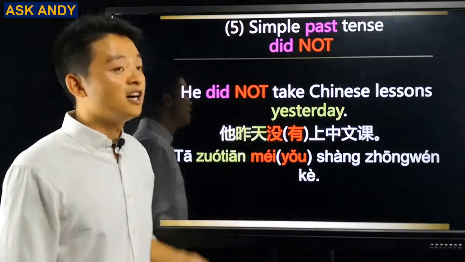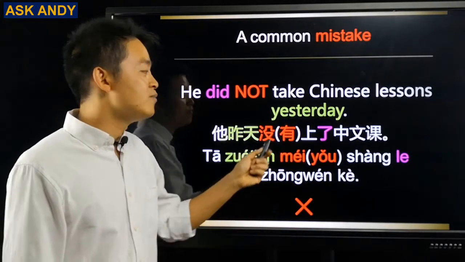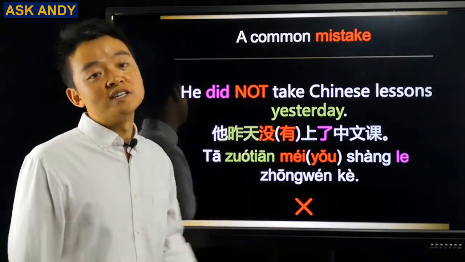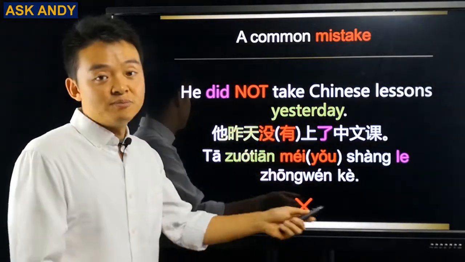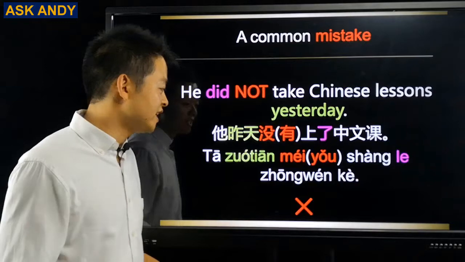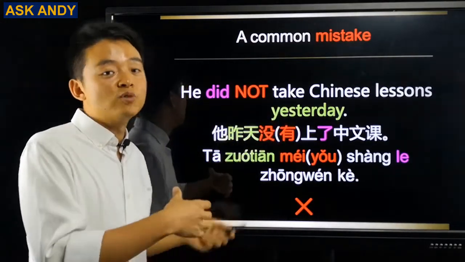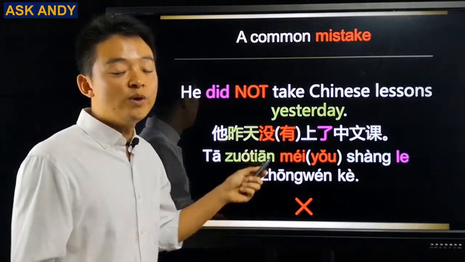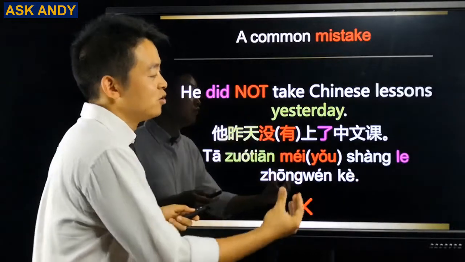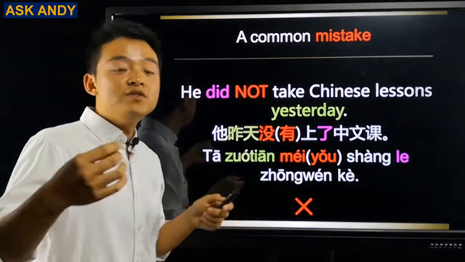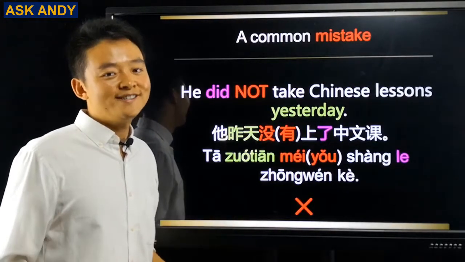And for this did not, I need to mention a common mistake. 他昨天没有上了中文课。Lots of my students would have another 了 there. It is wrong. Actually, it's easy to understand. You see, in English, did not take, we have the original form of the verb. In Chinese, we have 没有 as did not. We need to have the original form of the verb 上. But if you have another 了, that's too much. Is it easy for you to understand? I hope you get it.